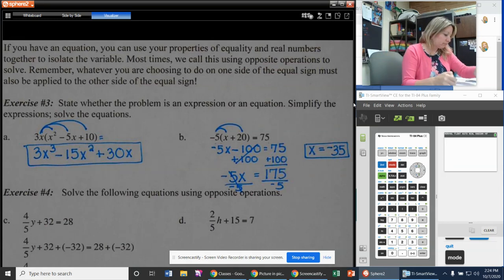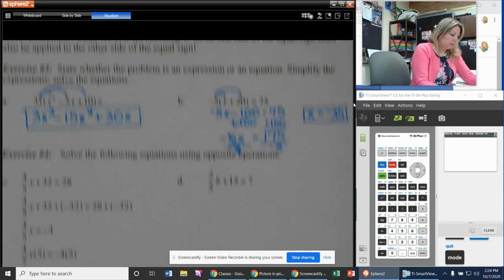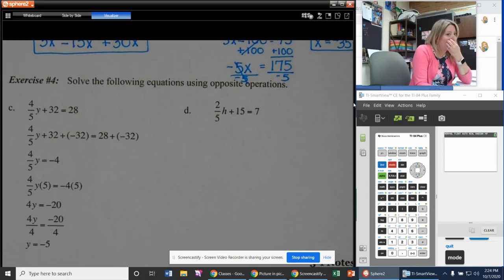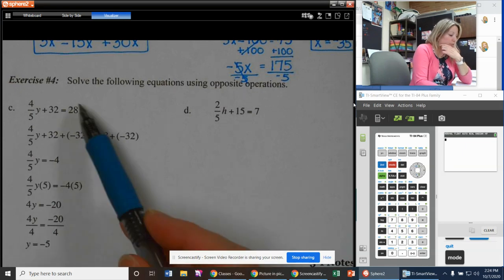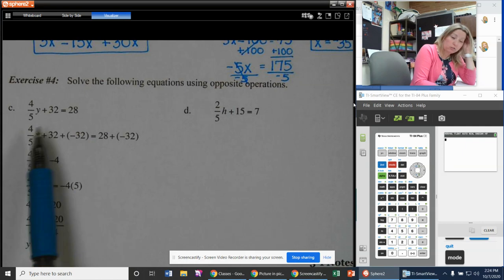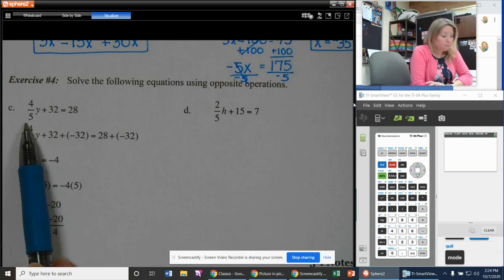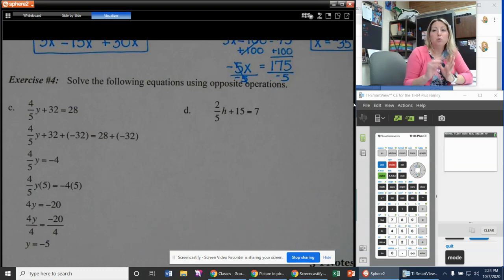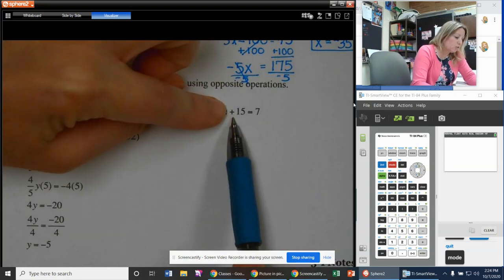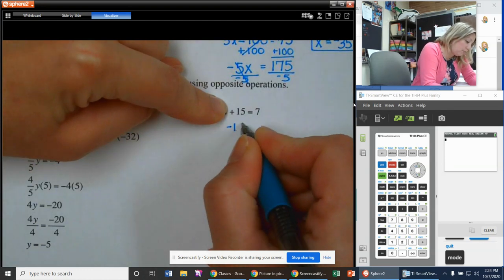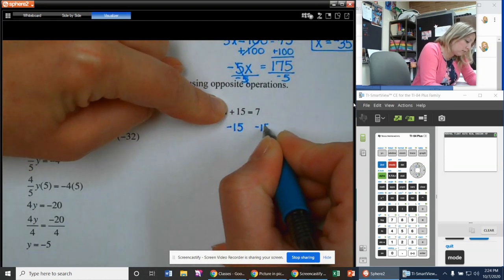Here's one I did for you. So I showed you using opposite operations to solve this, just in case you don't remember how to solve when you've got one fraction involved in your equation. But you're always dealing with whatever is being added or subtracted, the regular number. Move that first. So here, the opposite of a positive 15 is a negative 15, and you do it to both sides of the equal sign.